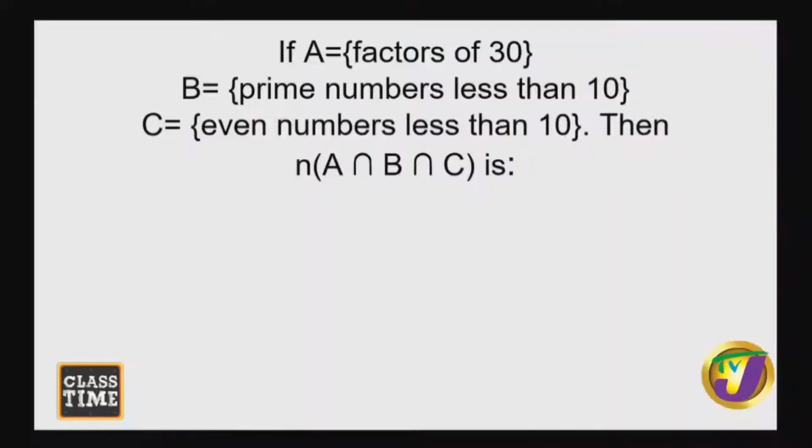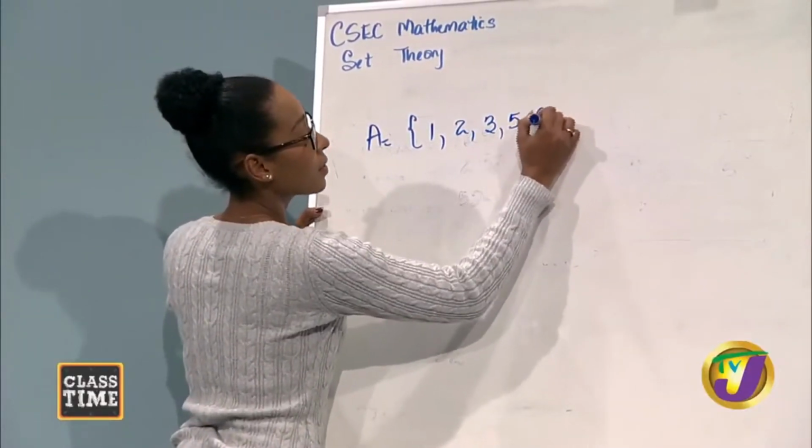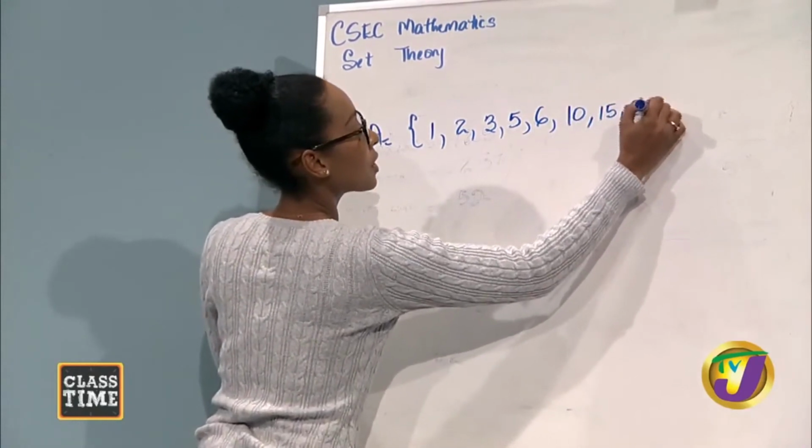So set A, I'll write them for you. You like to list factors, man? You couldn't just list them out? No, I want to list them here, man. So I'm going to list it. Factors of 30. So it's 1, 2, 3, 5, 6, 10, 15, 30.